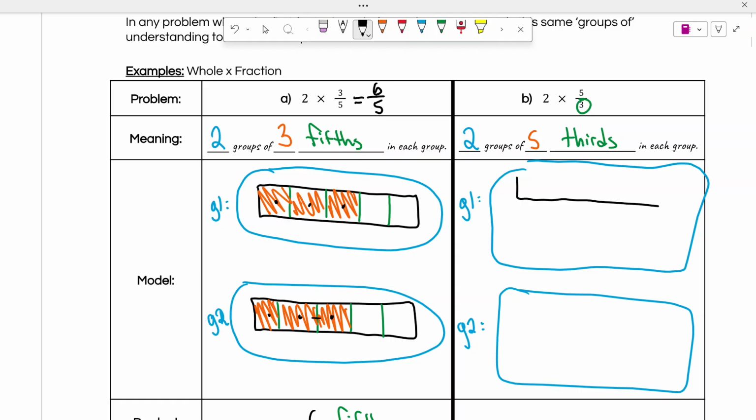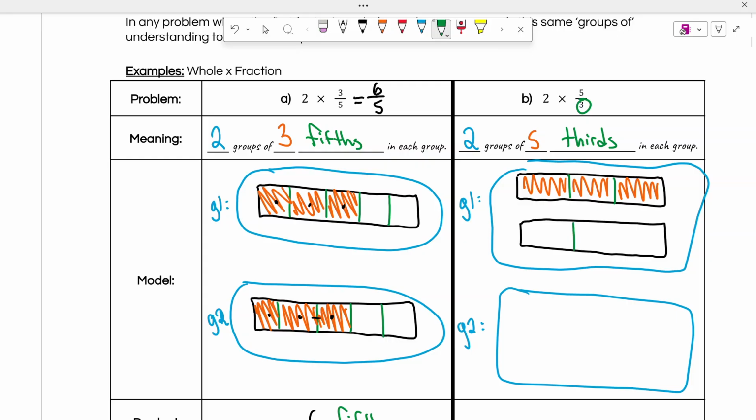Now, if I draw one whole and I split that up into 3 pieces, that gives me at most 1, 2, 3/3. But I need 5/3, so I'm going to draw a second whole. Split that into thirds as well. And then I've already got 3, so 4, 5/3 in the first group. The same thing in the second group.